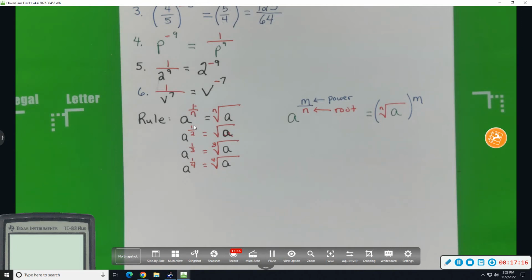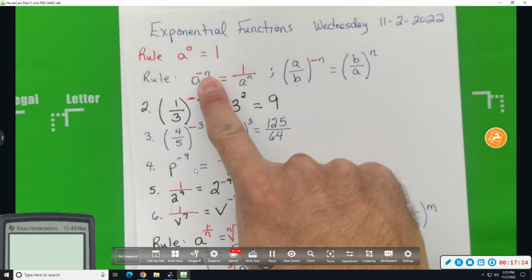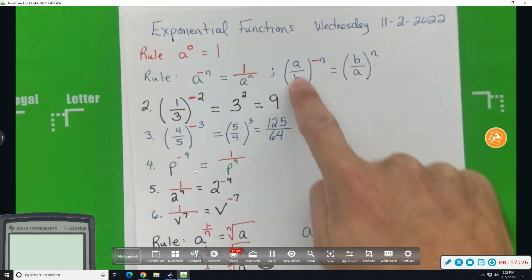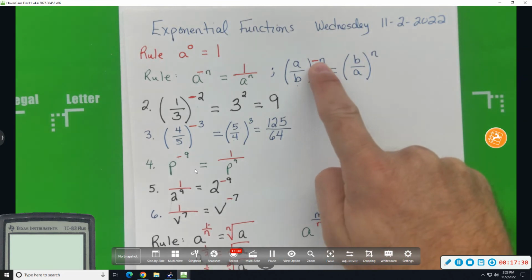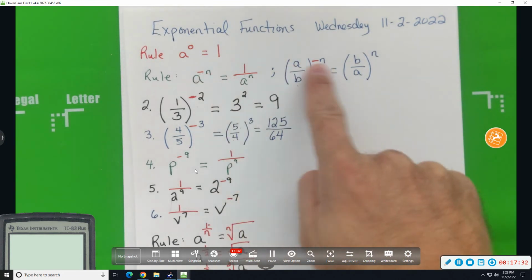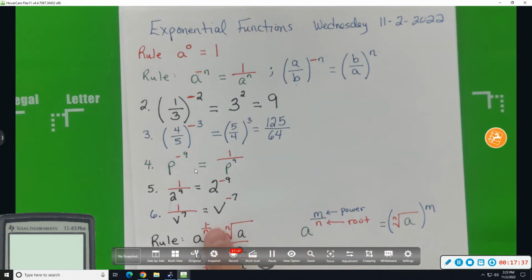If it's a fractional exponent, hopefully you see how this rule differs from the other ones. The other one was a negative exponent. And you said, well, wait, there's a fraction here. Yeah, but that's not the exponent. The exponent is negative on this second rule. On this third rule, it's the exponents that are the fractions.